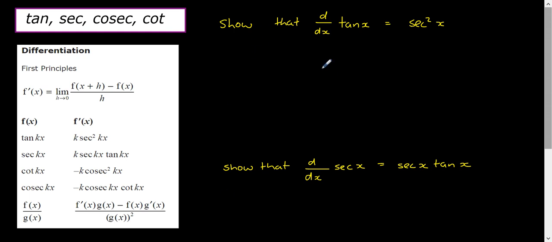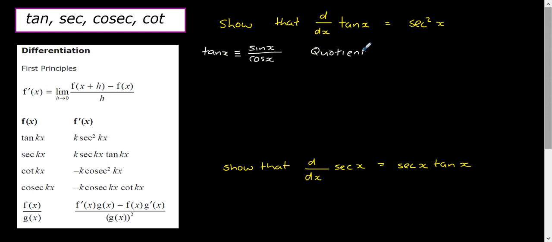We've been asked here to show that d by dx of tan x equals sec squared x. Now remember, d by dx of tan x is like an instruction. Read it like an instruction. This is saying differentiate tan x with respect to x. So how do we do that? Well, first of all, we need to remember that tan x is the same as sine x over cos x. Now, how do we differentiate a fraction where we have two different functions of x? We use the quotient rule.